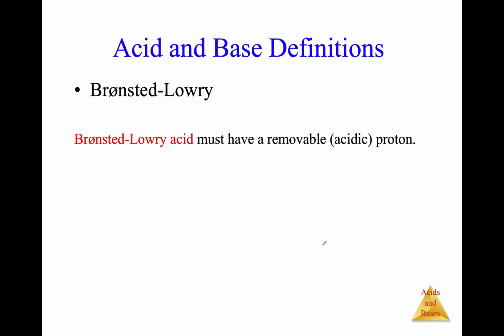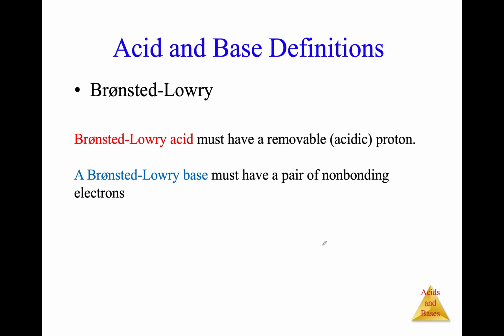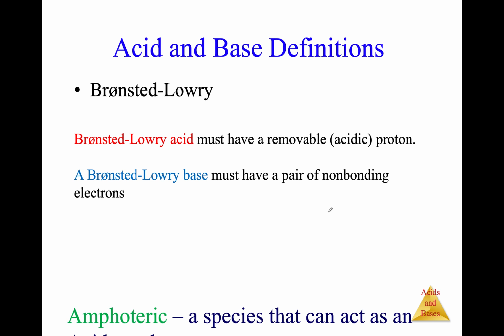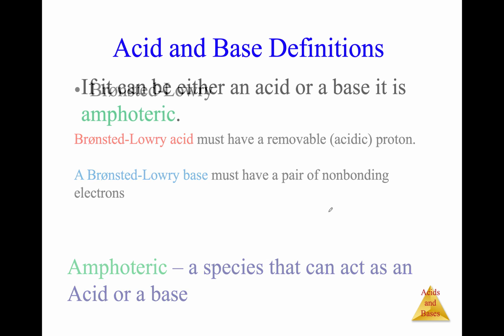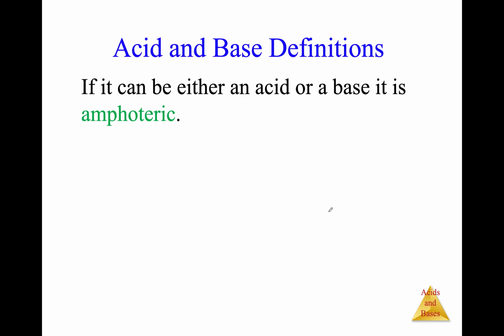We're going to now look at, in contrast, a Bronsted-Lowry definition, and a Bronsted-Lowry acid must have a removable or acidic proton, so it must have a proton to donate, whereas before we were just increasing the concentration, so just slightly different definitions. A Bronsted-Lowry base must have a pair of non-bonding electrons. We saw that with ammonia, where we had that lone pair on nitrogen. And another definition, amphoteric. An amphoteric species is something that can act as an acid or a base. That means it can donate a proton or it can accept a proton. So again, if something can be either acidic or basic, it's called amphoteric.